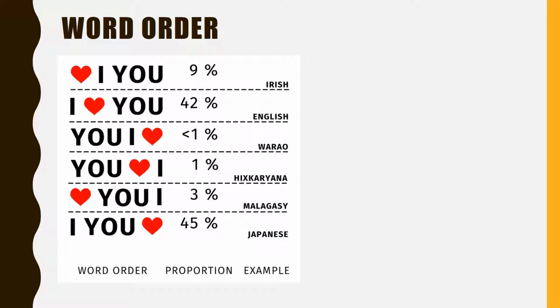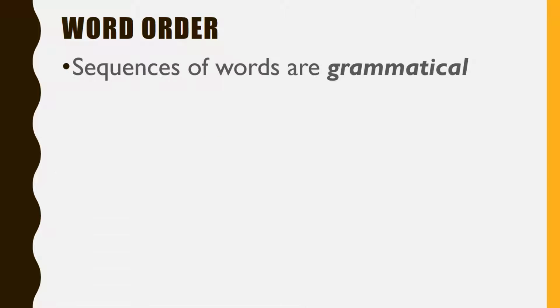As for example, in English, we start sentences with the subject, then the verb, and then the object. Whereas in Irish, for example, they start their sentences with the verb, then the subject, and then the object. Then we know that the sequences of these words are grammatical. So if we follow the word order, we can come up with grammatically correct sentences.